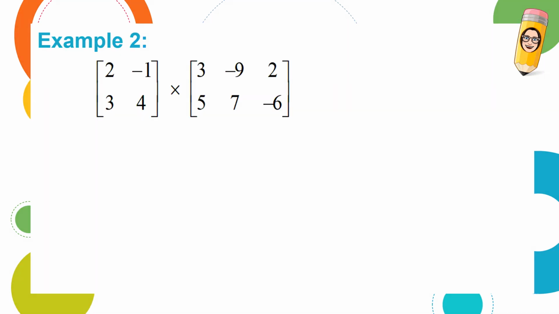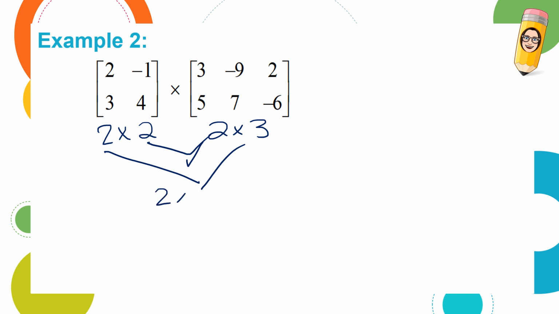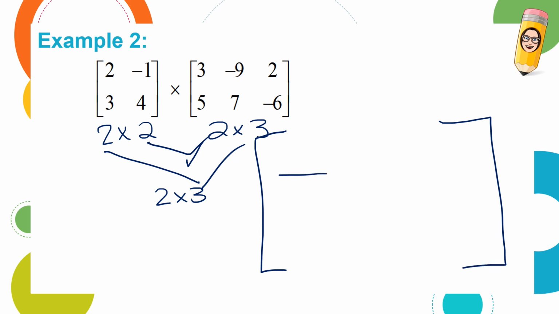Alrighty, let's take a look at the next example. Let's list the dimensions first. This is a 2 by 2 and a 2 by 3. Check, we're good to go here. This becomes the dimensions of my new matrix. So I should have a 2 by 3. I always like to prep first. I feel like I'm less likely to make mistakes. And so let's take a look. I'm going to try to show a little less work on this example.